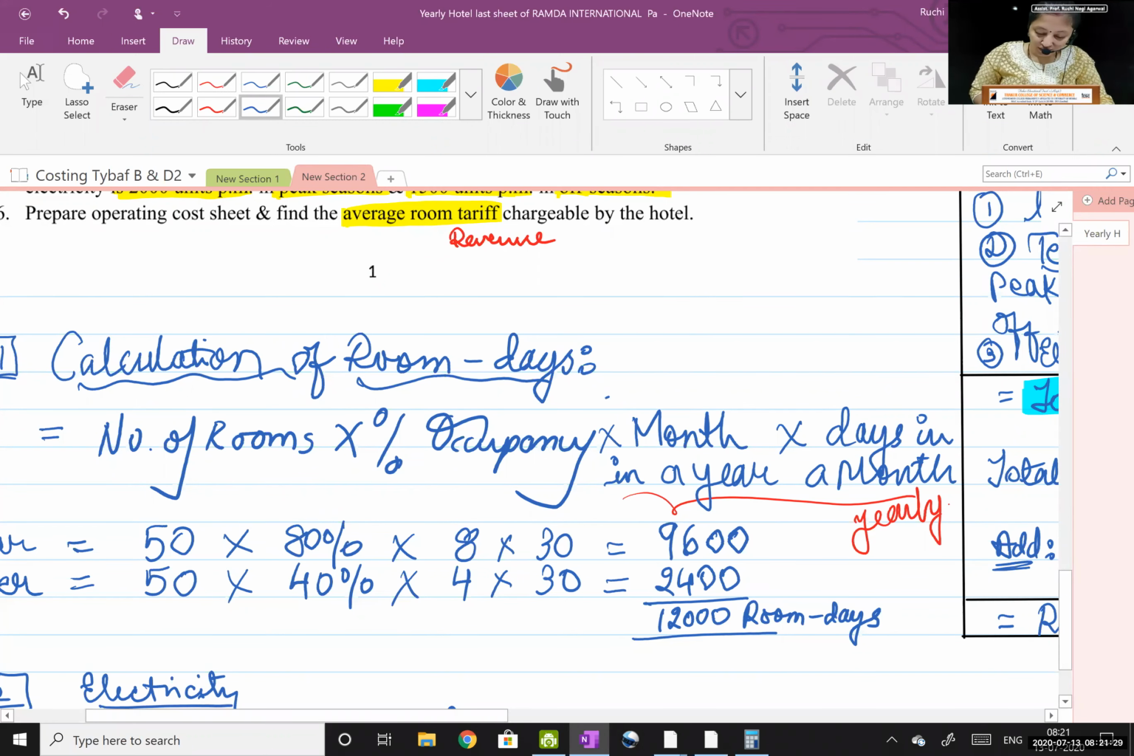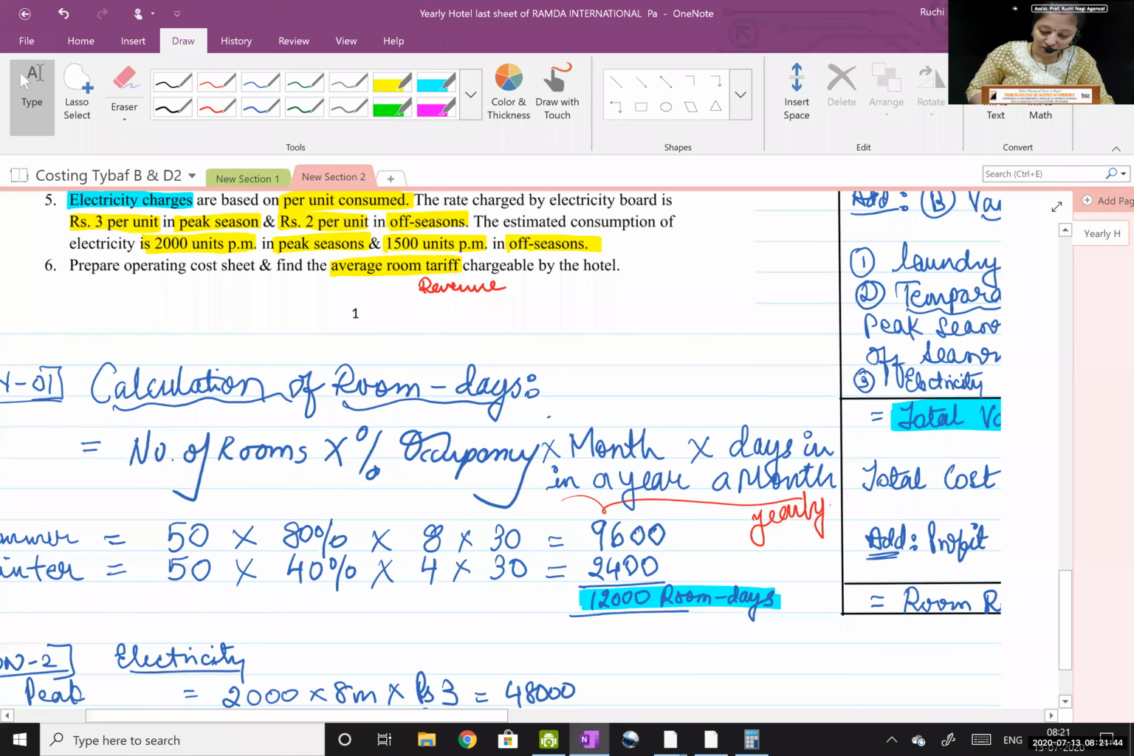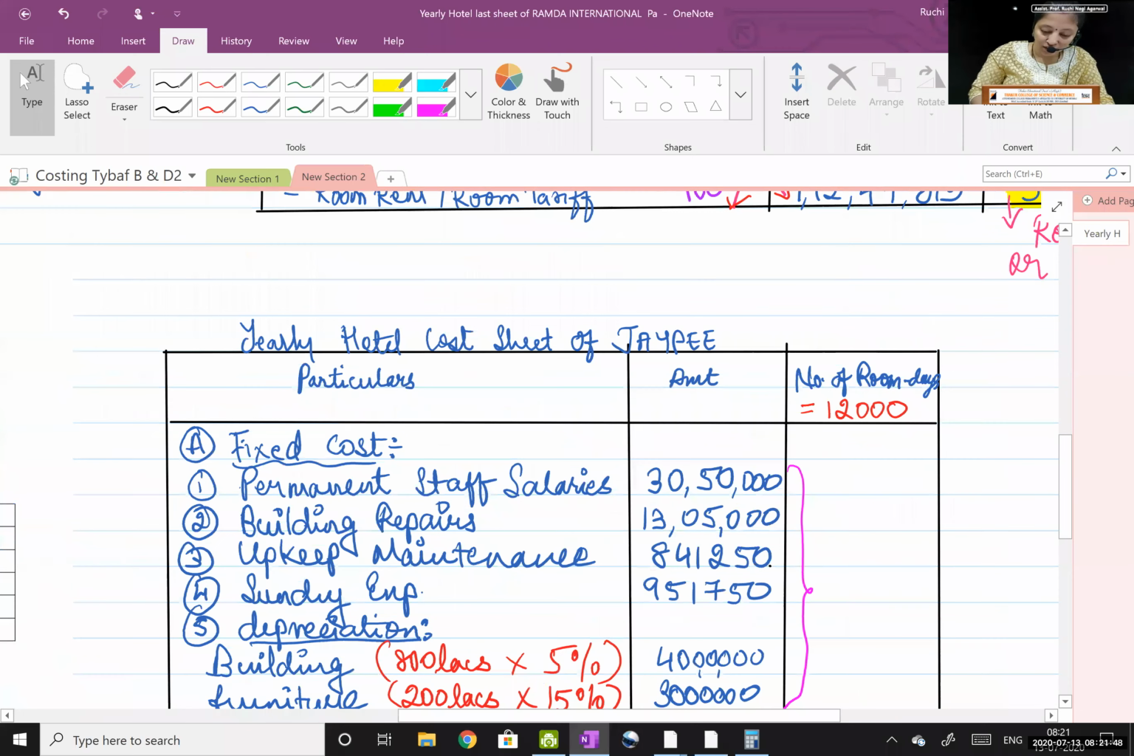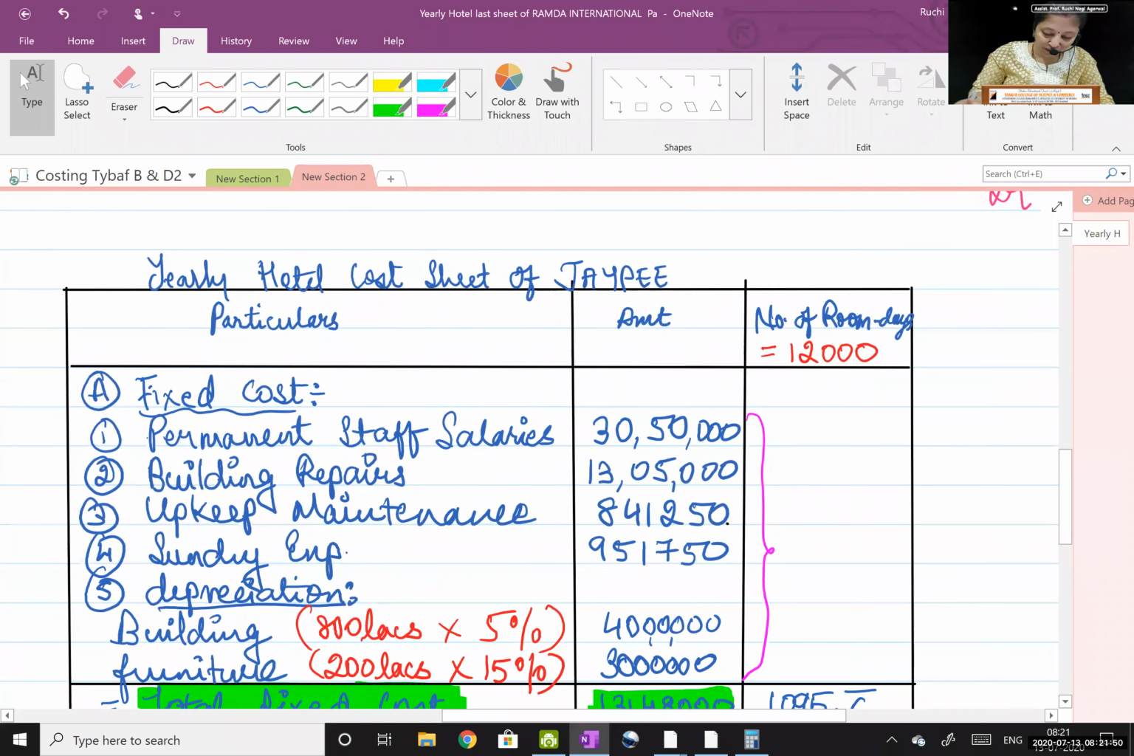Fine. Once this is done, this is main, right? This is main. And on this only your variable cost is calculated. Okay? The basis, room days. Now, let us come to the format. Yearly hotel cost sheet of JP.